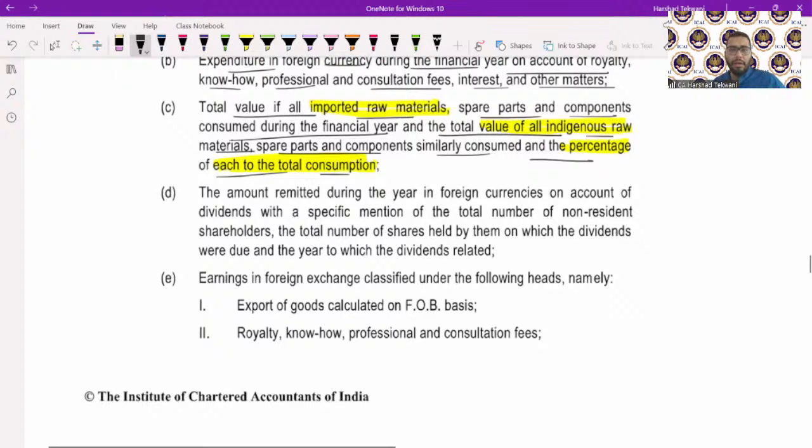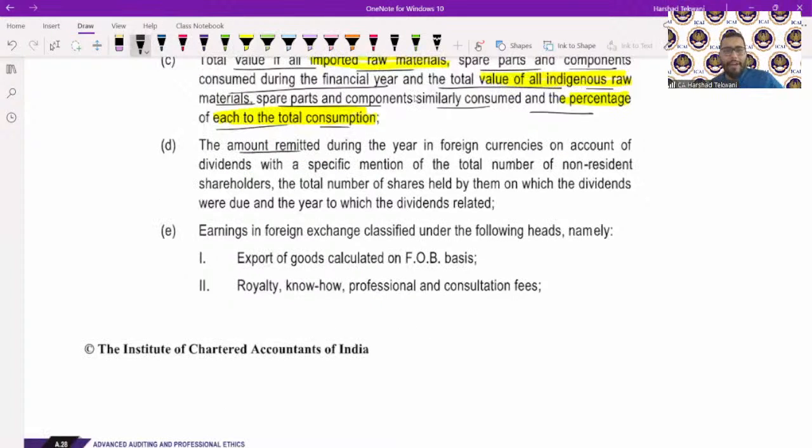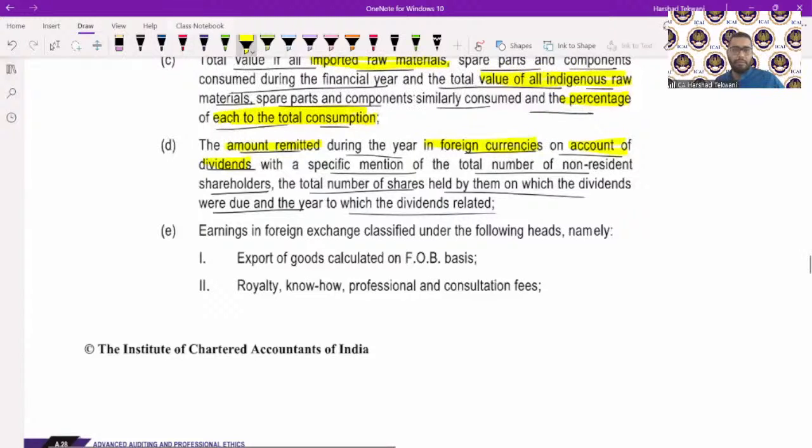Then, amount remitted during the year in foreign currencies on account of dividend. You need to mention the total number of non-resident shareholders, the total number of shares held by them on which dividend was due, and the year the dividends relate to. So if any amount is remitted outside India on account of dividend in foreign currency, then you need to provide details of that.